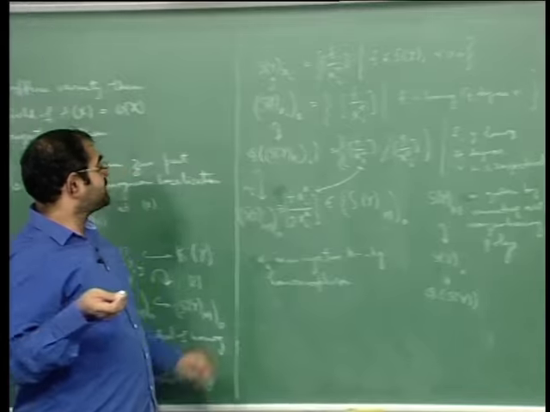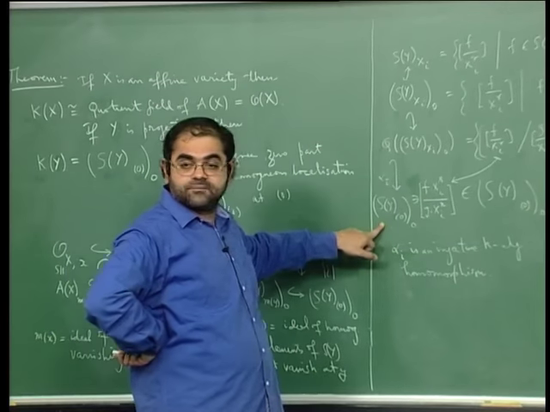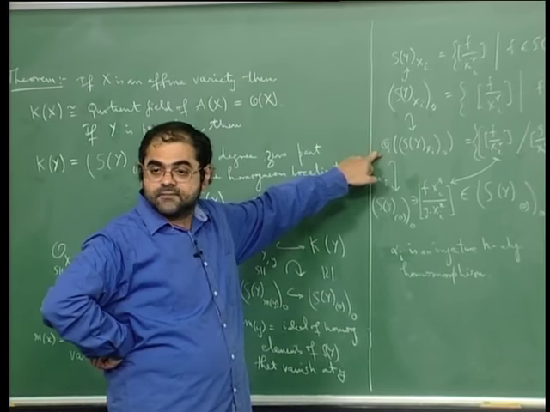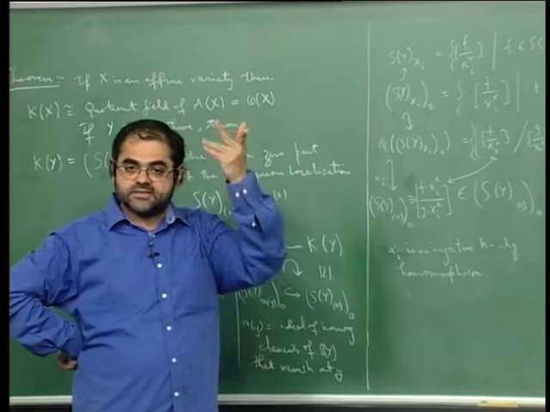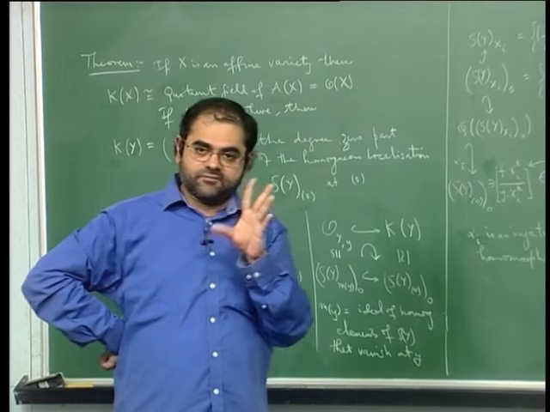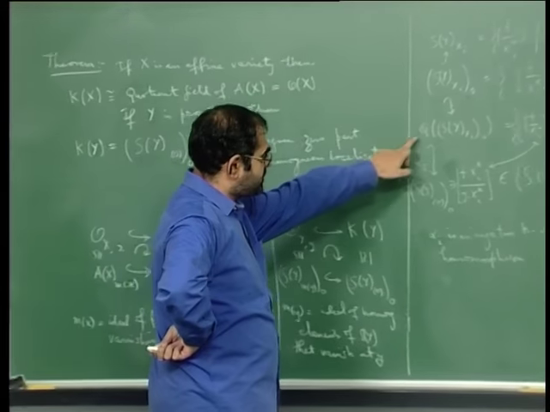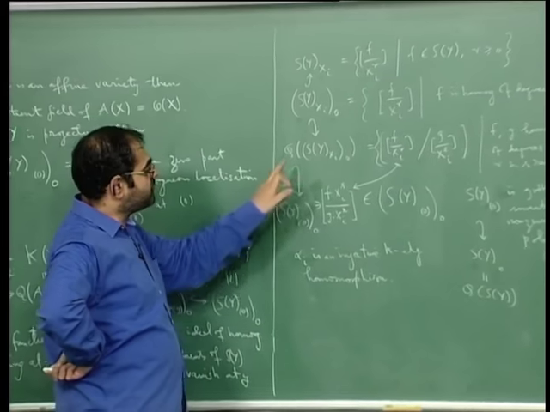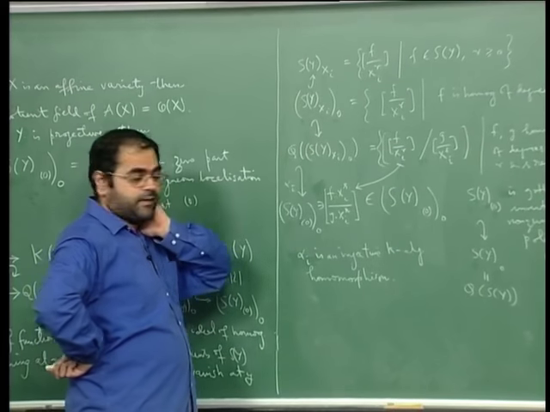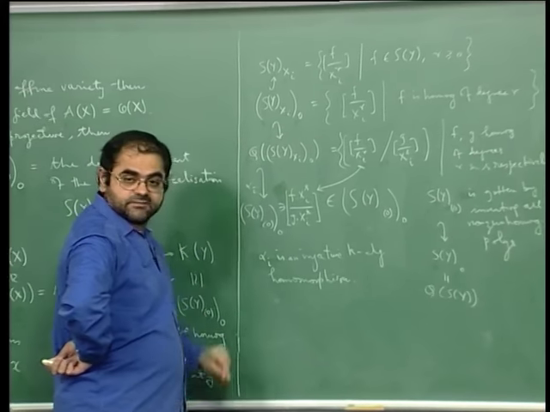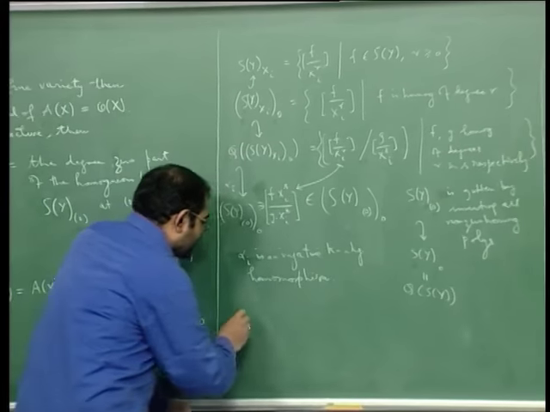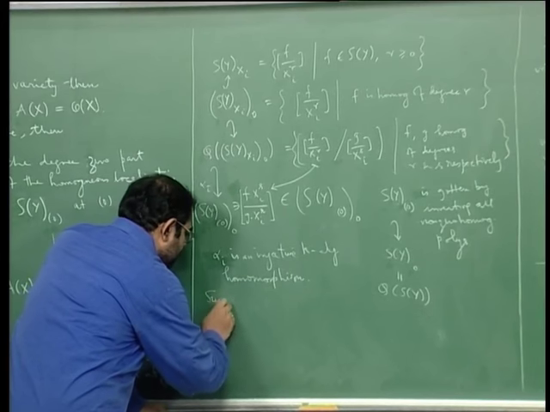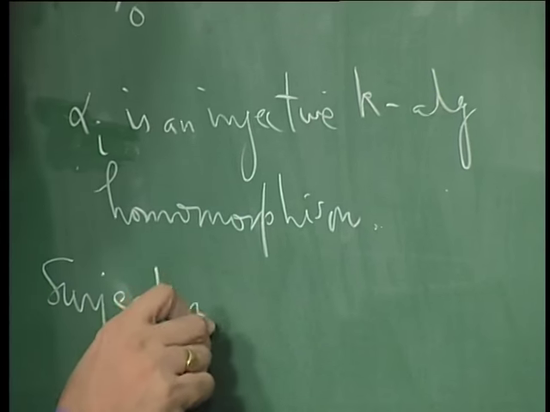Of course, the fact is that this is a non-zero homomorphism from a field, and a non-zero homomorphism from a field is always injective, so you don't have to worry about verifying the injectivity because the source is a field, being the quotient field of this integral domain. I have to only worry about the surjectivity. So how do you get surjectivity? Surjectivity is also pretty easy.